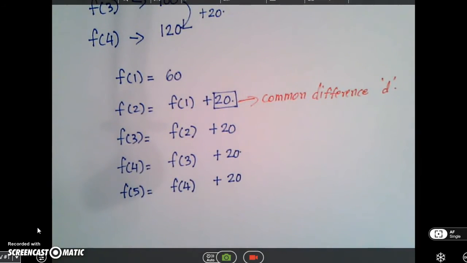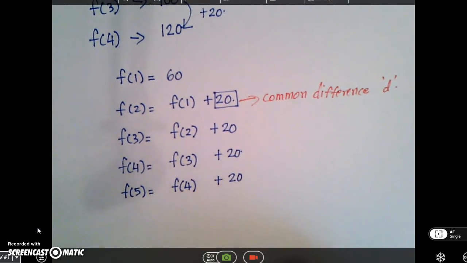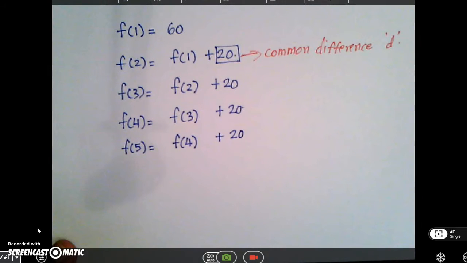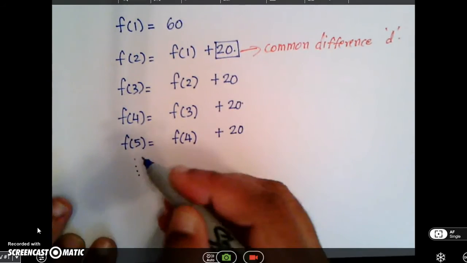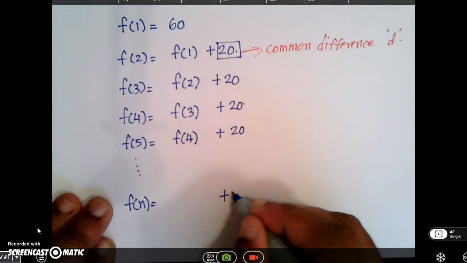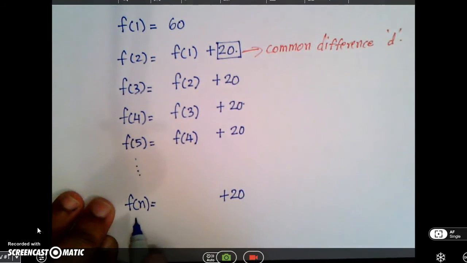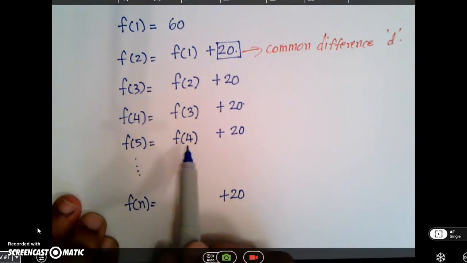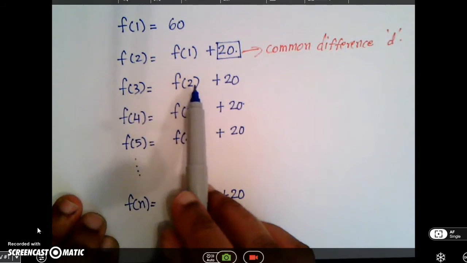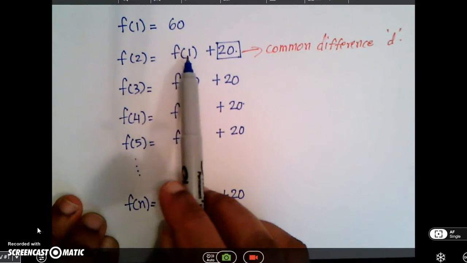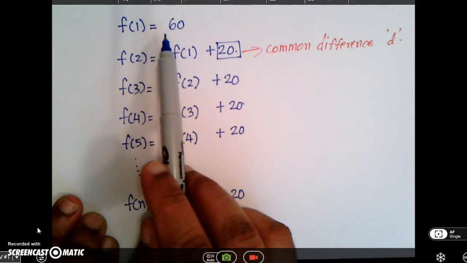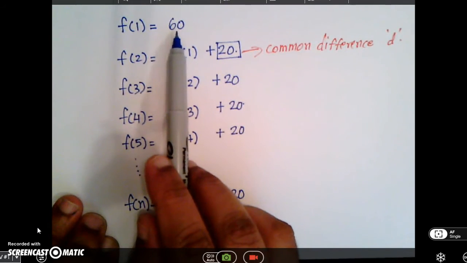Alright. So if I keep on doing that, I want to write a rule for f of n. I can go on doing this. I need my f of n. What will be my previous term to f of n? For f of 5 it is f of 4. For f of 4 it is f of 3. For f of 3 it is f of 2. For f of 2 it is f of 1. For f of 1 I don't have an f of 0, so I have to write that number.